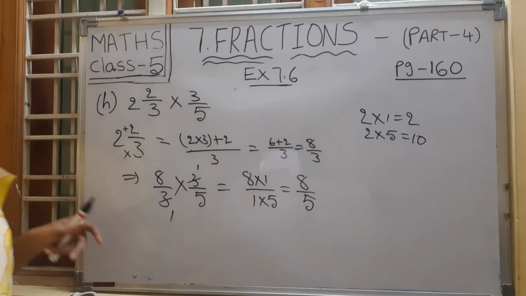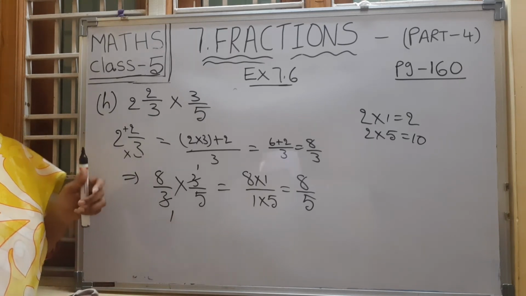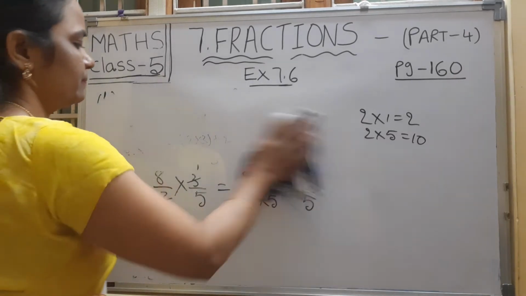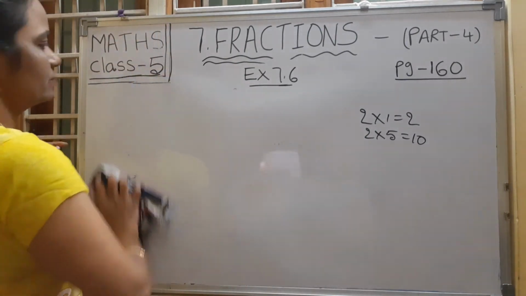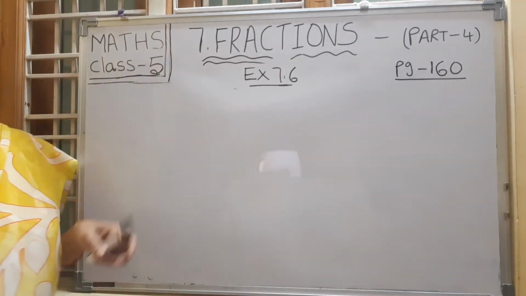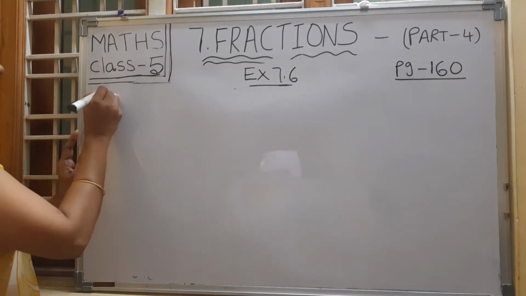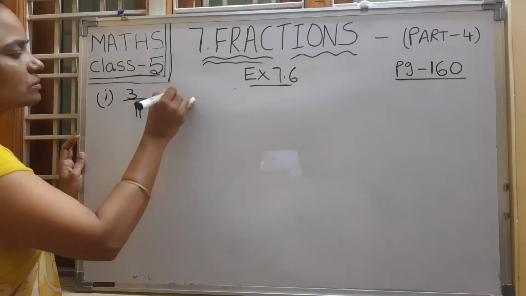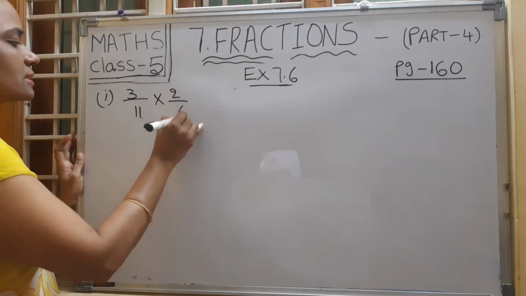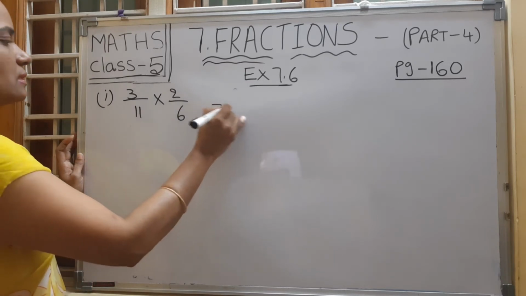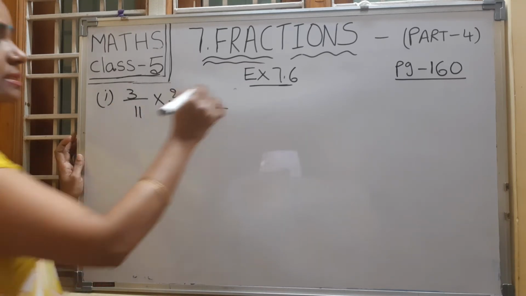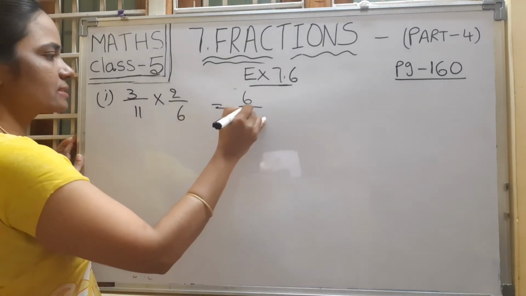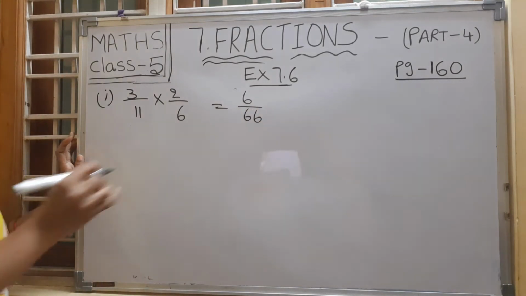Next, I am taking one more bit. I bit 3 by 11 into 2 by 6. Yes. 3 into 2 how much, children? 3 2s are 6. And 11 into 6 how much? 11 6s are 66. Okay.